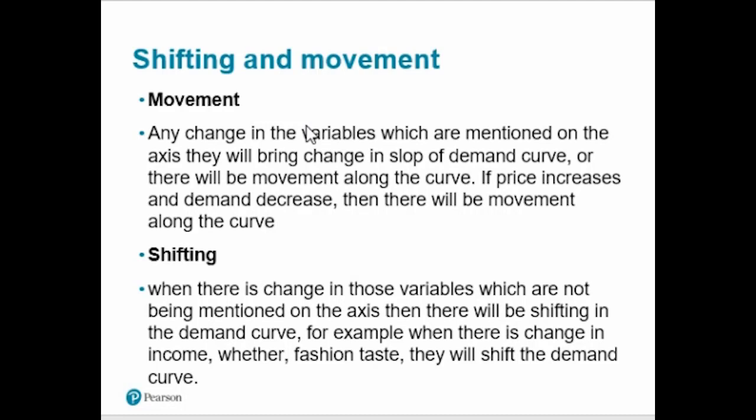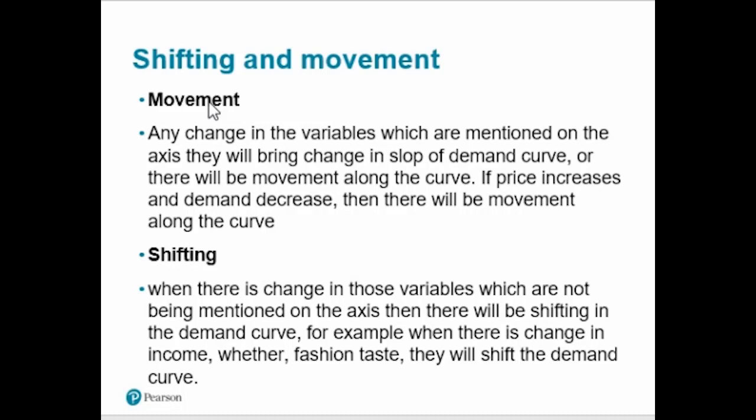For example, when we are discussing the demand curve, there are only two variables. One is price and the other one is demand. Price is the independent variable and demand is the dependent variable. So any change in price will bring movement along the curve, while when there is no change in price and demand increases or decreases, then there will be shifting of the demand curve.